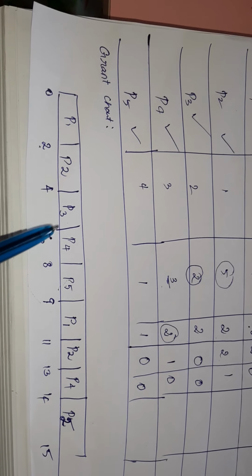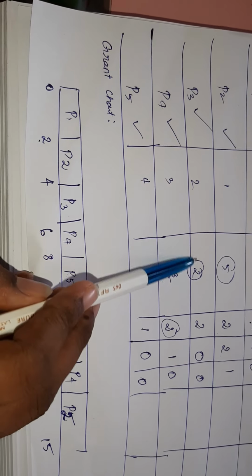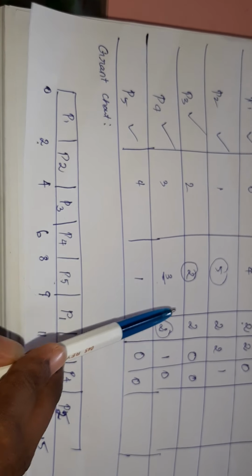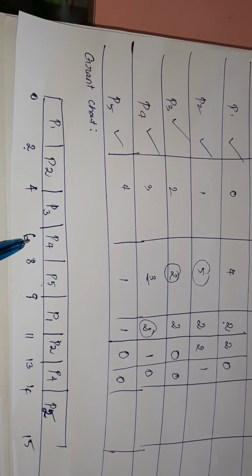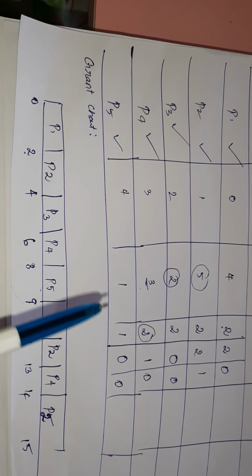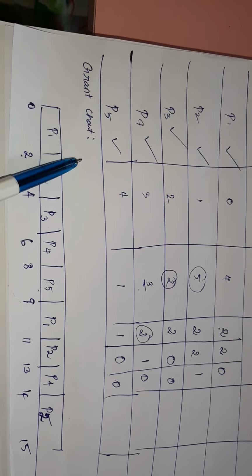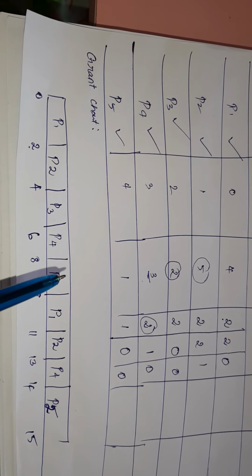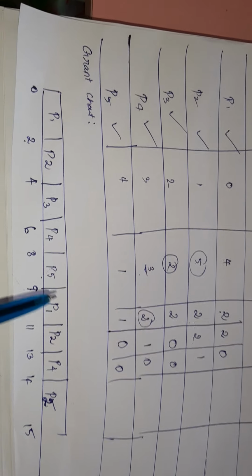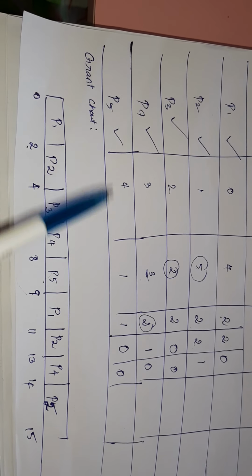Next, P3 starts from 4 and needs 2 seconds, so 4, 5, 6, in 2 seconds it is finished, so P3 is completed. Next, P4 needs 3 seconds, it starts at 6 to 8, and the remaining 1 second is there. Next, P5 needs only 1 second; the time quantum is 2 seconds but P5 needs only 1, so leave it as it is. From 8 to 9, in the first second it is going to finish.